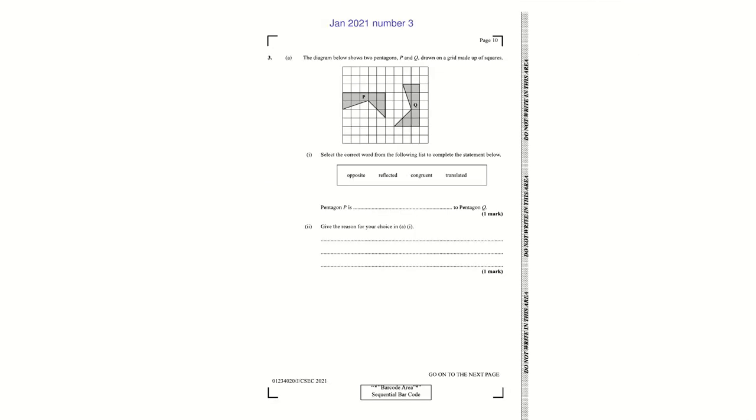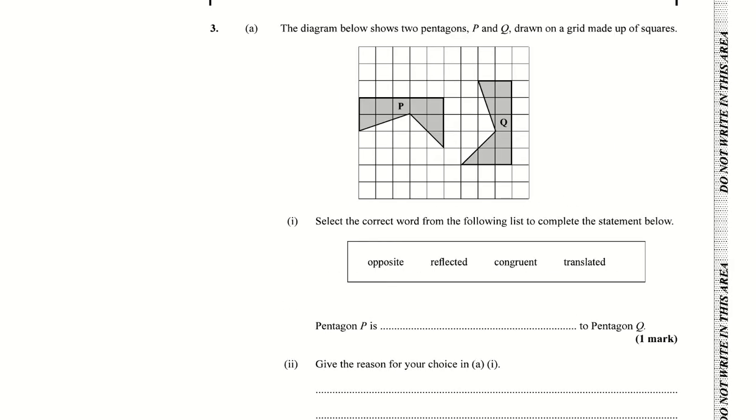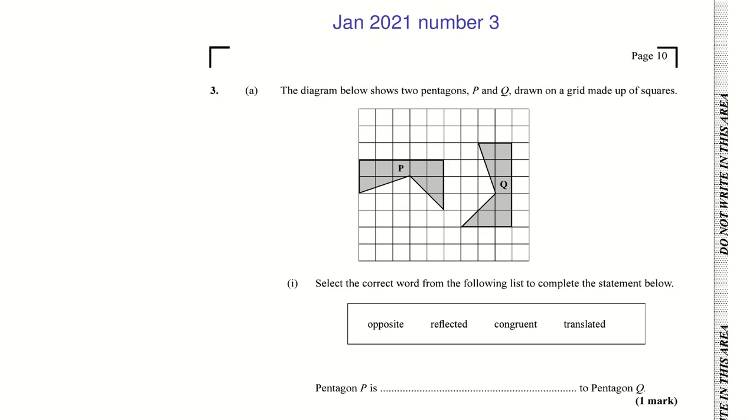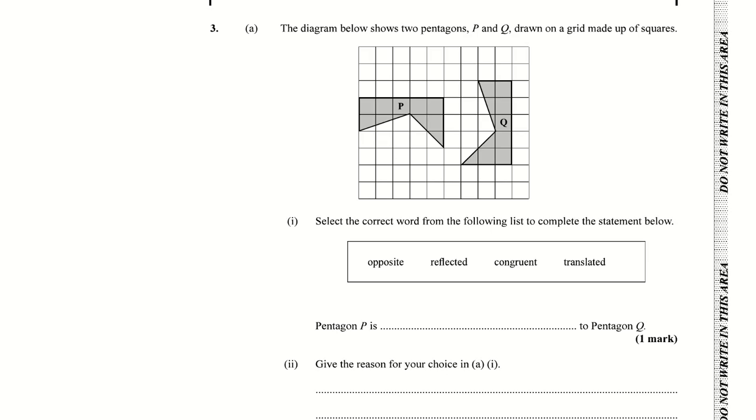So we're going to skip a few years and then look at this one, which is a little bit different. January 2021, the diagram below shows two pentagons, P and Q, drawn on a grid made up from squares. State the correct word from the following list to complete the statement below. Pentagon P is something to pentagon Q. Is it a reflection? No. Is it a translation? No. Is it opposite? No. Just through a process of elimination, it will have to be congruent. Right?